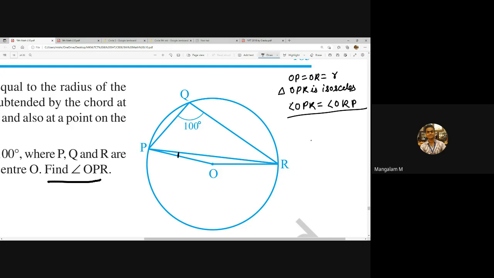So, and we know that, find angle OPR, right? So it will be 100 plus 100 by 2, 150 degree, and it will be 15 degree, it will be 15 degree.